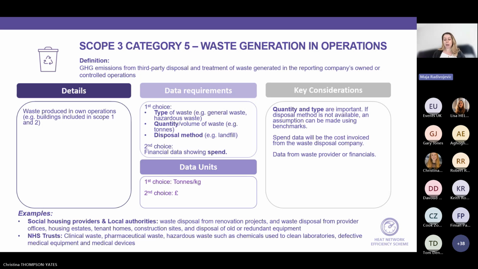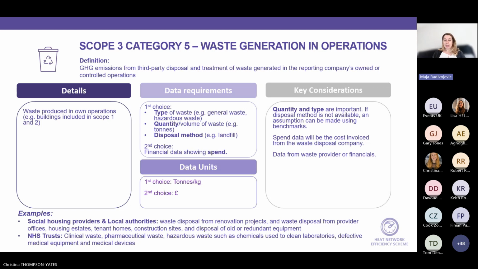In terms of the data requirements for this category, these can vary, but ideally we'd want information on the type of waste. So for example, you would like to know if we're talking about general waste or hazardous waste, alongside the quantity or volume of waste and the disposal methods used. So it's useful to know whether waste is landfilled, recycled, or composted. And again, if that data isn't available, we can also accept financial data showing spend on waste management.